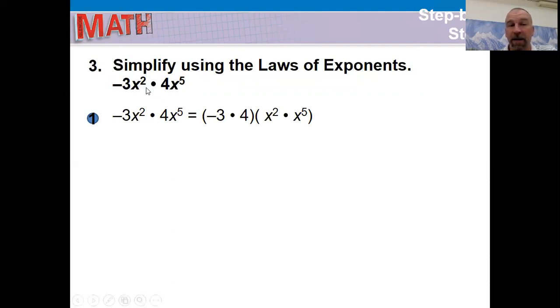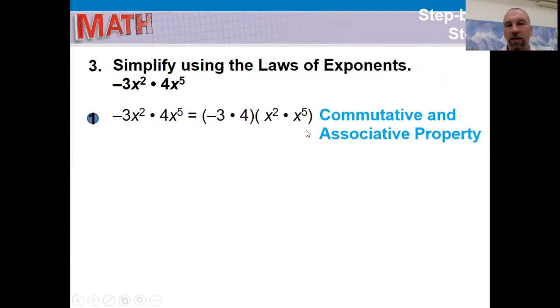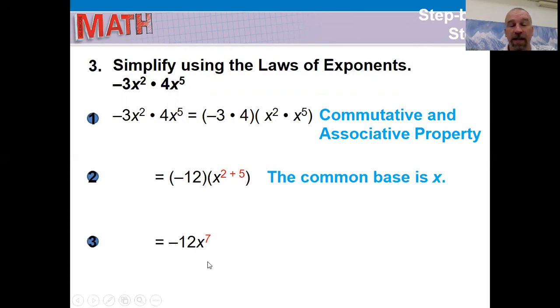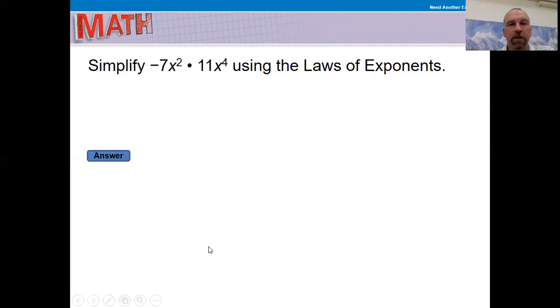And the x to the 2nd power and the x to the 5th power seem to belong together. They're a common base. So put them together. And now just multiply. So there's your commutative and associative properties to put them together and regroup them. So now multiply negative 3 and 4. You'll get negative 12. And then the exponent rule for x squared and x to the 5th says add those two together and get negative 12 x to the 7th power. You try this one. You can pause if you need to.